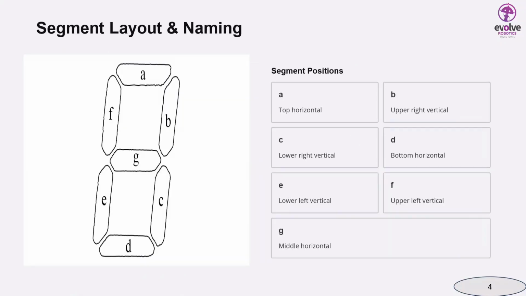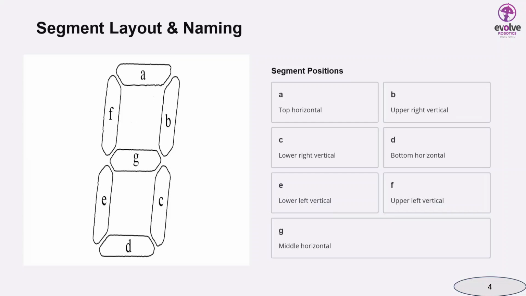Each segment has a label. Here you can see the segment A, and segment A is the top horizontal line. Segment B is the upper right vertical line. Segment C is the lower right vertical line. Segment D is the bottom horizontal line. Segment E is the lower left vertical line. Segment F is the upper left vertical line. And segment G is the middle horizontal line. Understanding these positions is very important because we will control each segment using microcontroller pins.